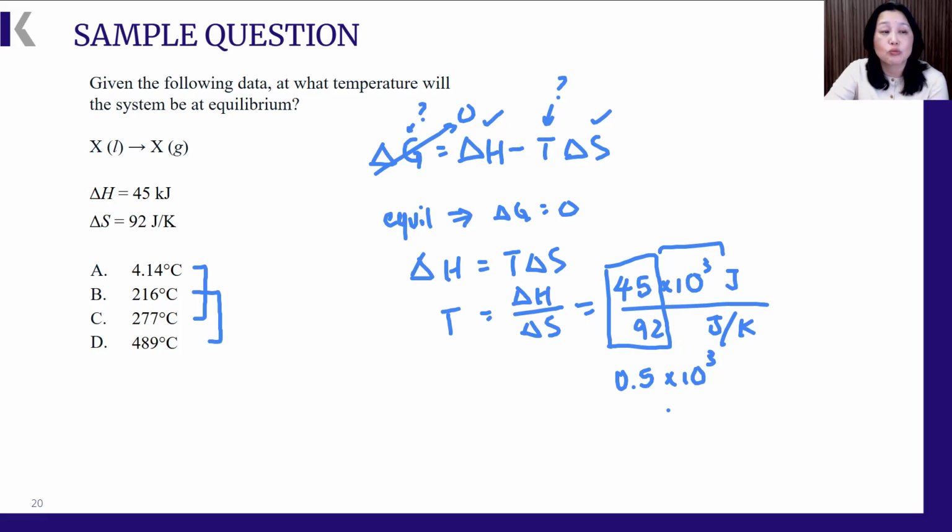45 divided by 92 is roughly about a half. And then I add the scientific notation back in, so that's on the top. Since there's none on the bottom, I don't have to change that number. And so that ends up becoming roughly 500.